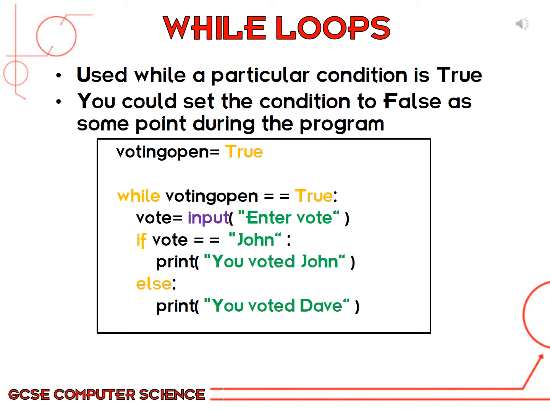Obviously, this is just one part of a larger program, so you could have some sort of menu option asking them whether they want to vote or not. And if they say they do want to, then you could set voting open to true. Then the while loop is going to check that voting open is equal to true. And if it is, it's going to run all of the code underneath. Then at the end of the program, you could then ask them, do you wish to keep voting? If they say no, then you could set voting open to false, and that'll stop doing the loop.